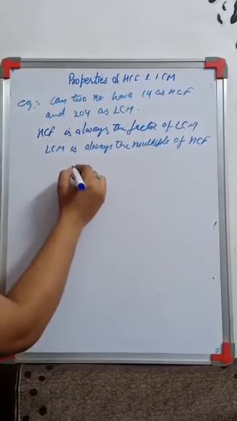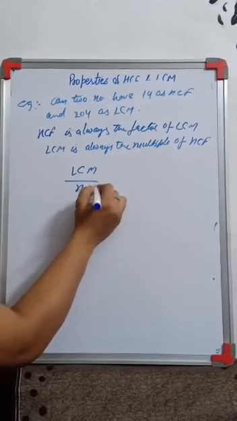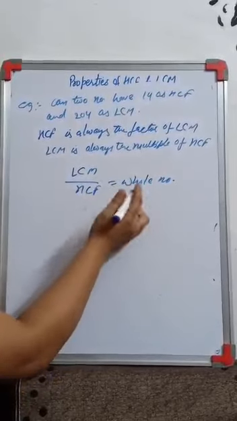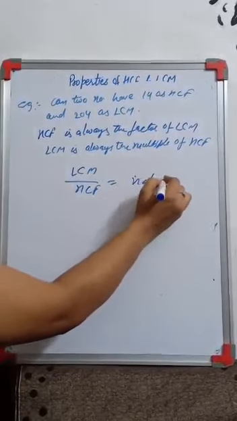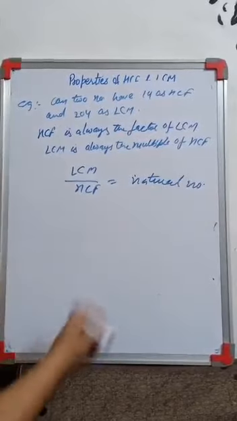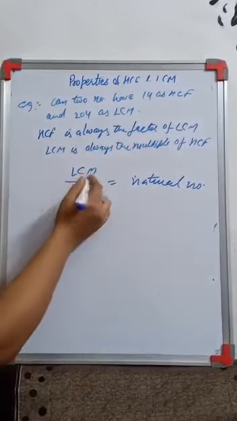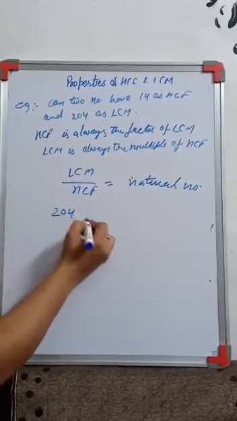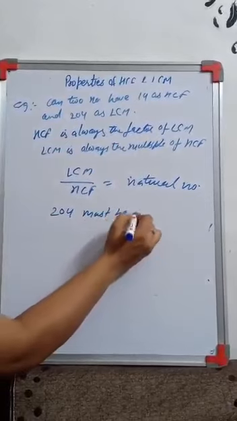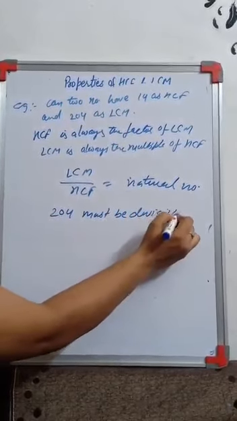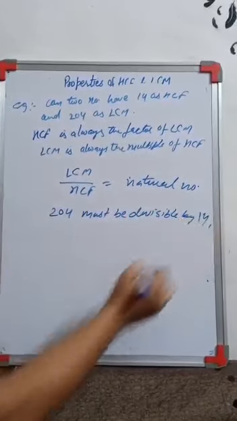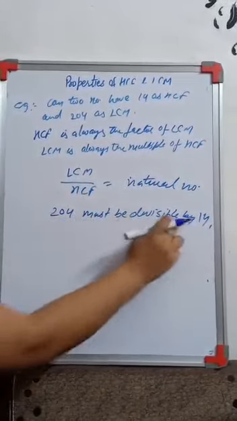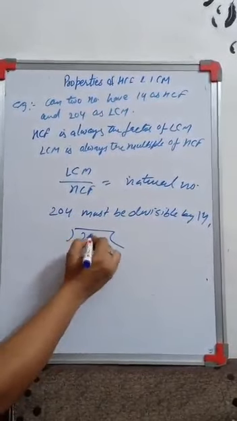If it is a factor, factor means completely divisible. That means LCM divided by HCF must be a whole number, or you can say a natural number. That means the HCF must be a proper factor of LCM. Now calculate: 204 must be divisible by 14, right? If 14 is the HCF and 204 is the LCM for two numbers, that means 204 must be divisible by 14. So let us check.